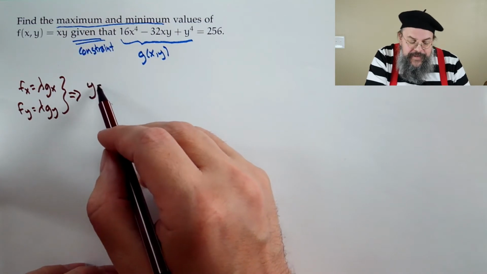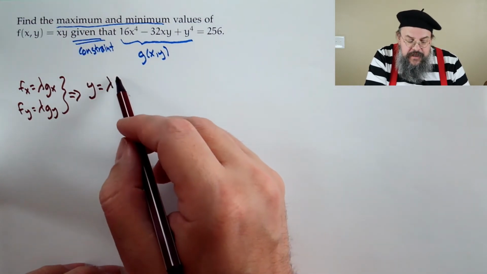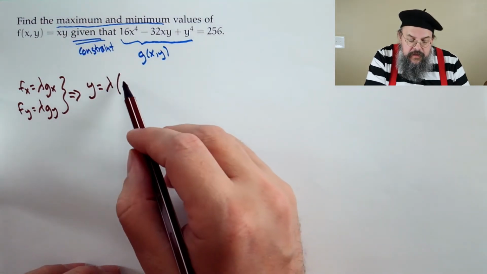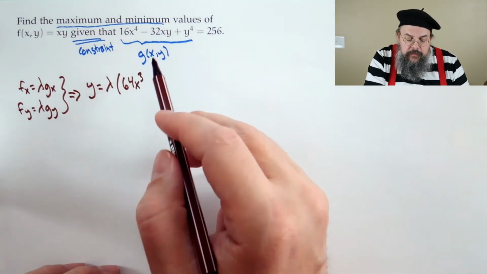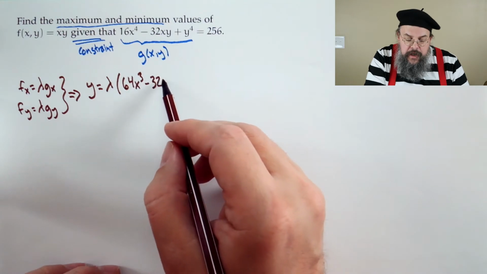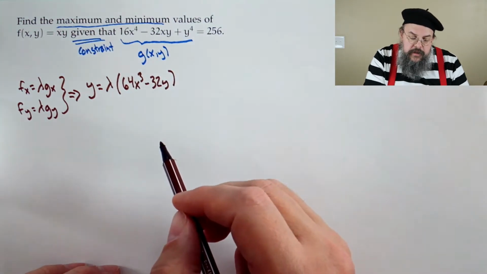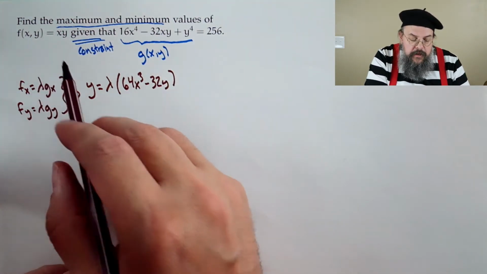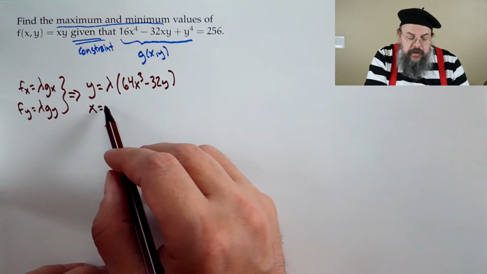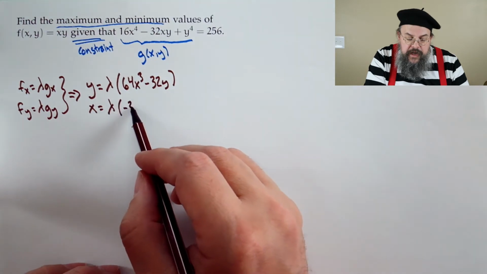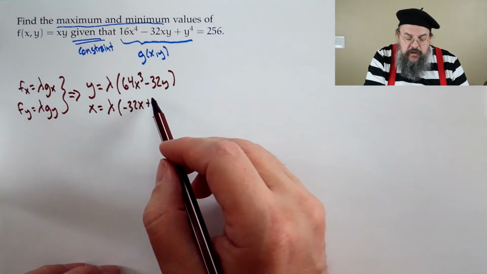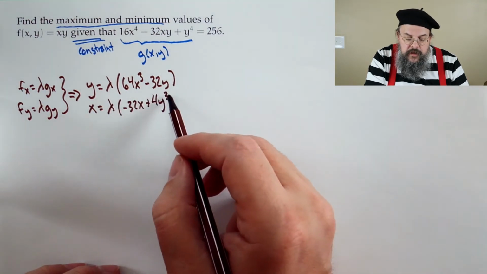So y equals lambda g sub x: 64x cubed, and then minus 32y. All right, interesting. Fy, well, that's x. That's lambda gy. All right, that's minus 32x plus 4y cubed.